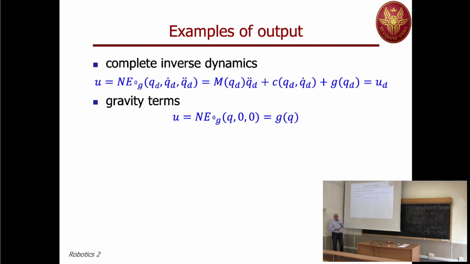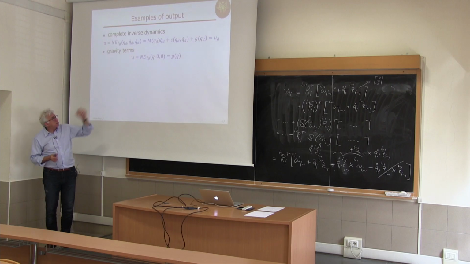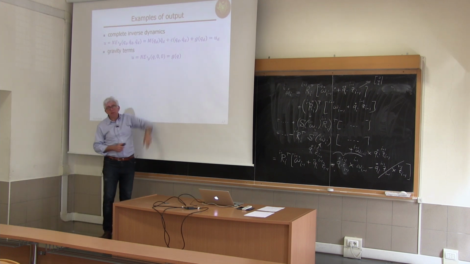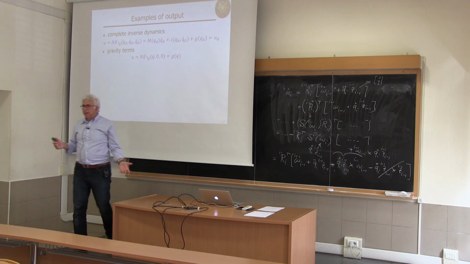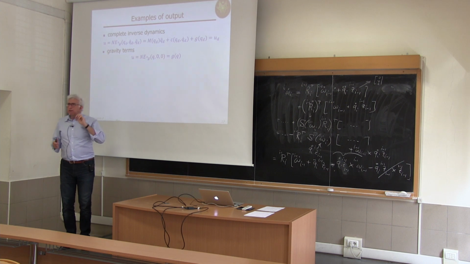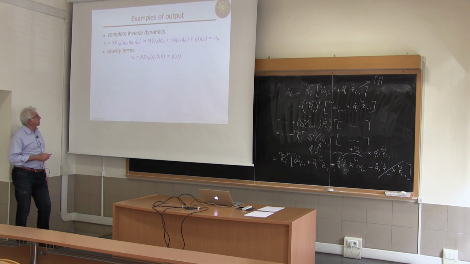And the first input will be the configuration at which I would like to evaluate the gravity vector. And then I put 0, 0. The second term is velocities. So 0 velocity means that the Coriolis and centrifugal term vanish. And 0 acceleration means that also the inertial term vanishes. So what remains is just G of Q evaluated at this value of Q. Very simple. Okay? So you can play around with the inputs also to extract some information at any desired configuration Q.